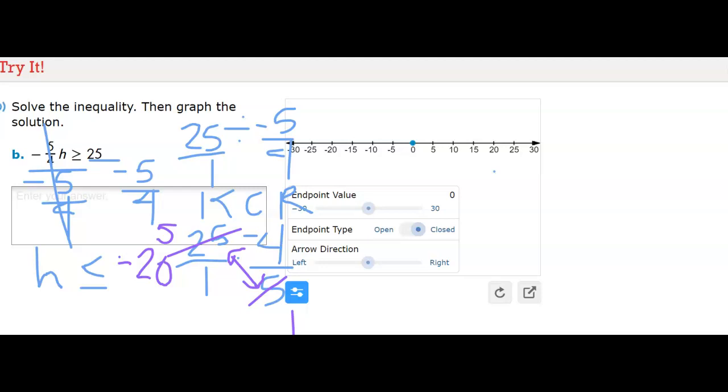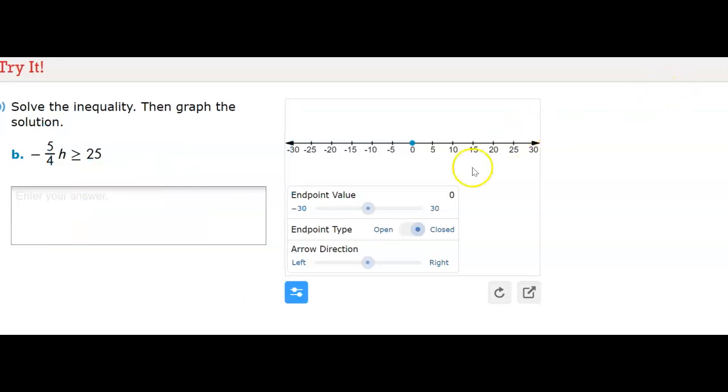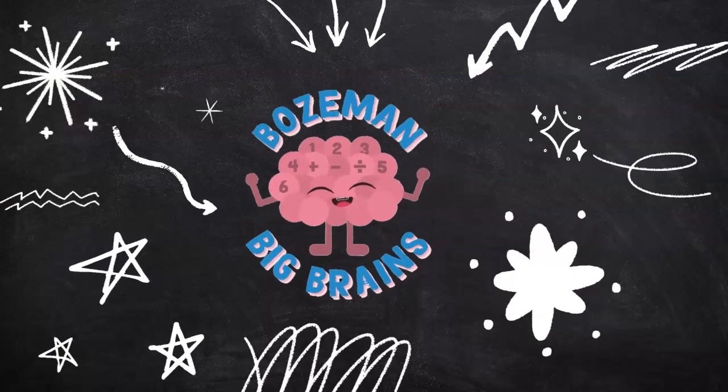And so now when we graph this, we are going to have a closed circle. We're going to start at negative 20, and it's going to be less than or equal to. So it's going to be to our left. So that will be all the possible solutions for this inequality.